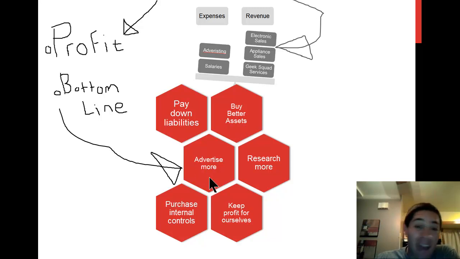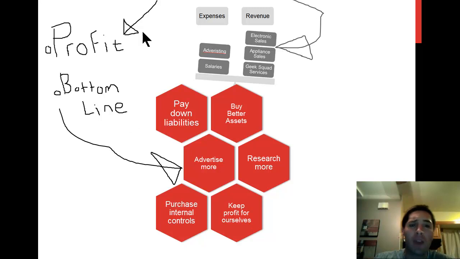Maybe they decide, you know what, we got to advertise more. Okay, that's an expense. Maybe we need to research more, figure out what it is our customers really want so that we can design better products for their needs. That's an expense. Maybe we're going to purchase better internal controls. We realize that our assets are getting stolen, they're getting damaged, and we're constantly having to spend more money to replace them. So maybe we need to spend money to purchase better internal controls. Or maybe we'll decide, you know what, let's keep the money for ourselves.